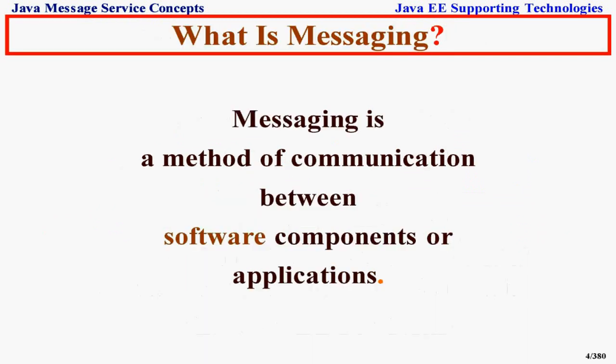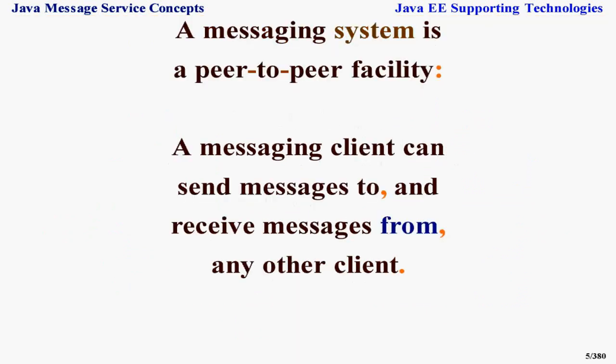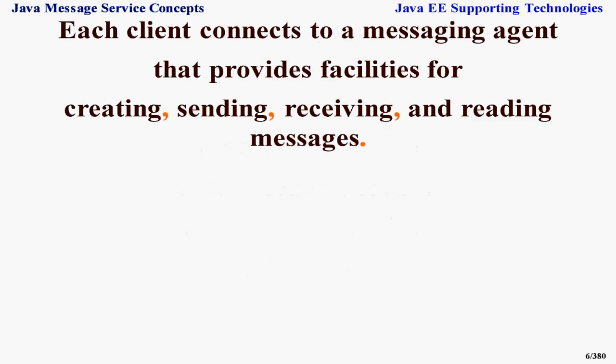What is messaging? Messaging is a method of communication between software components or applications. A messaging system is a peer-to-peer facility. A messaging client can send messages to, and receive messages from, any other client. Each client connects to a messaging agent that provides facilities for creating, sending, receiving, and reading messages.